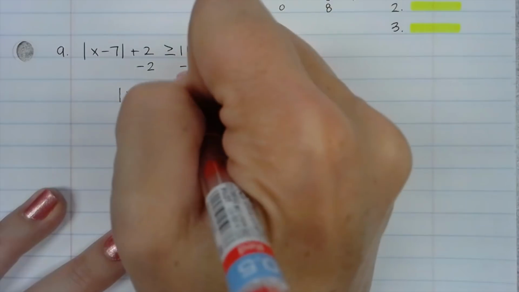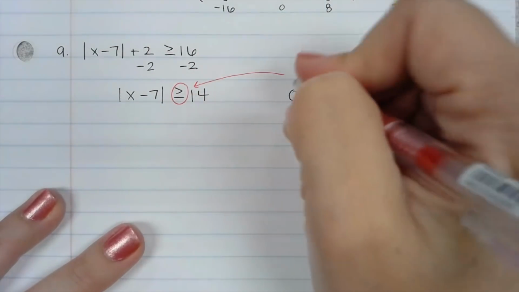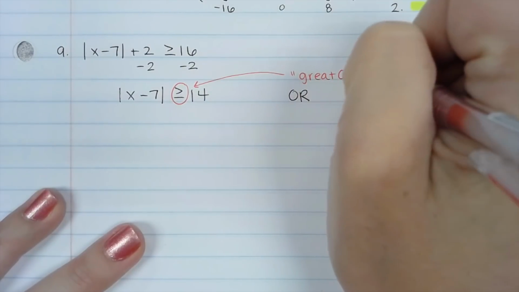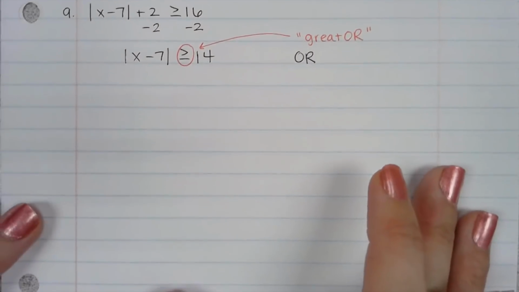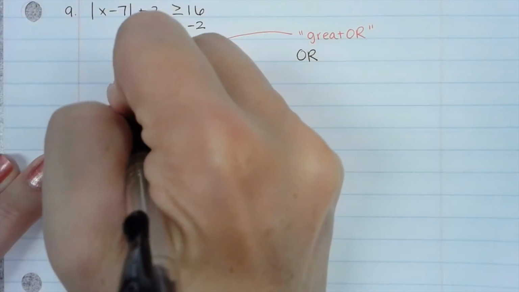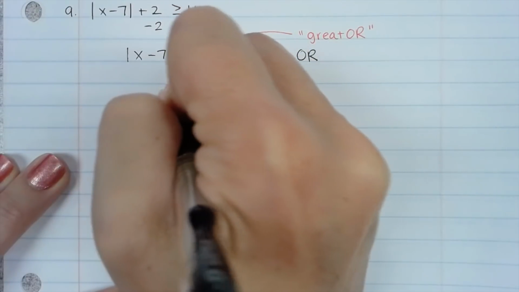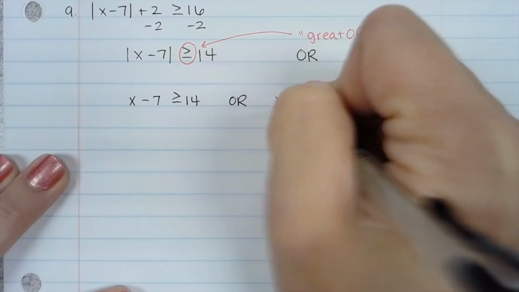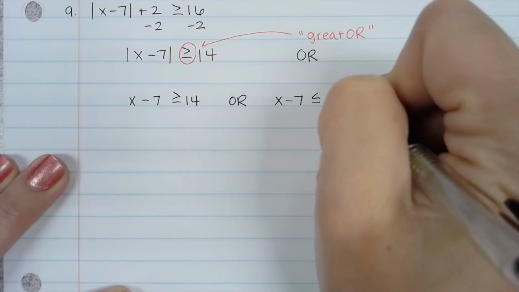The other way that your teacher might have taught you is that when you see that it's a greater than or equal to sign, we have that cheesy way of helping you remember it. So we say it's a great or problem. And so that's how you know that you're going to set your work up as an or problem. So for this one, I'm going to say regular x minus 7, so no more bars, needs to be greater than or equal to 14, or regular x minus 7, no absolute value bars, needs to be less than or equal to negative 14.